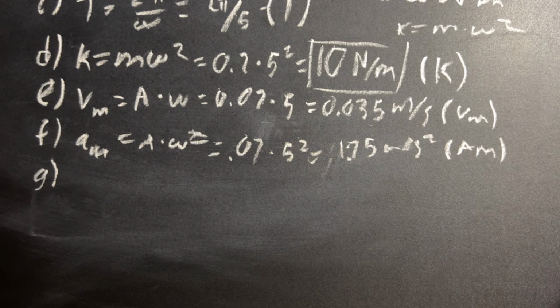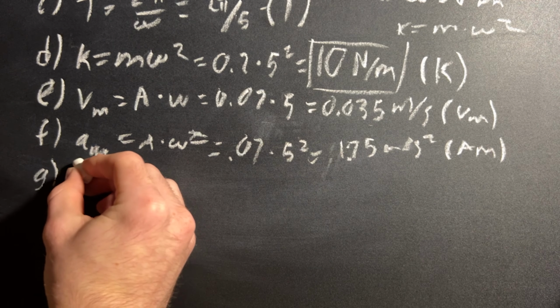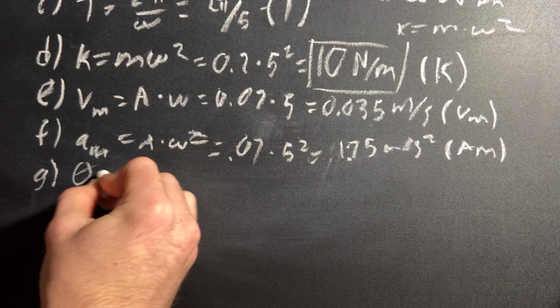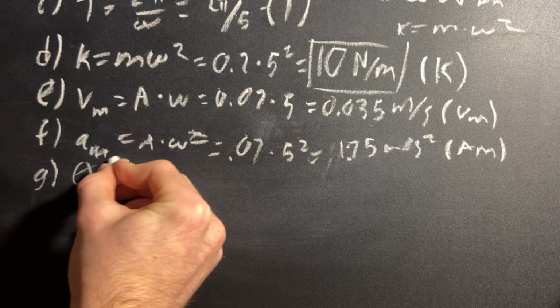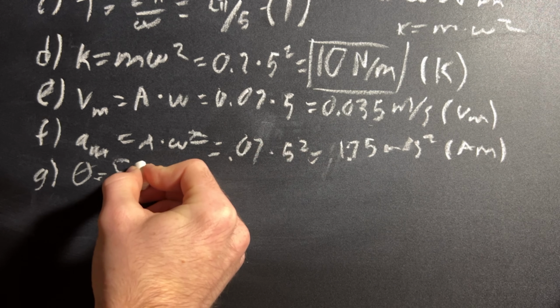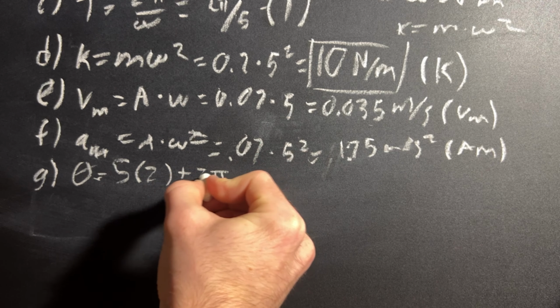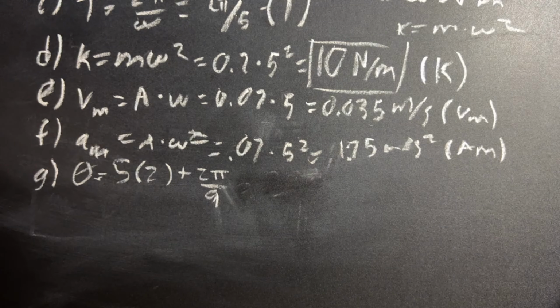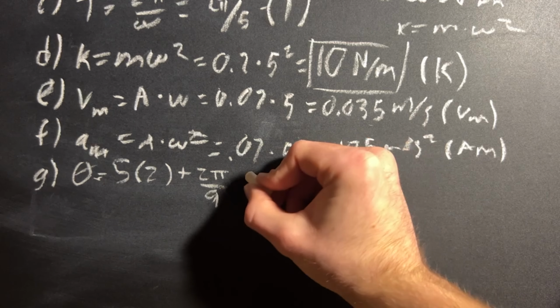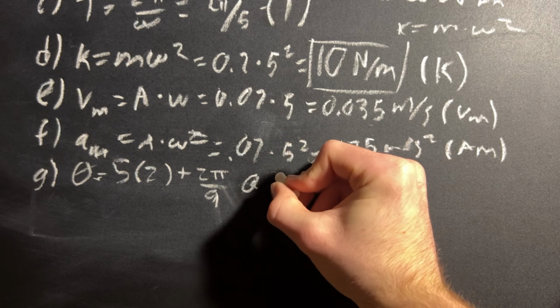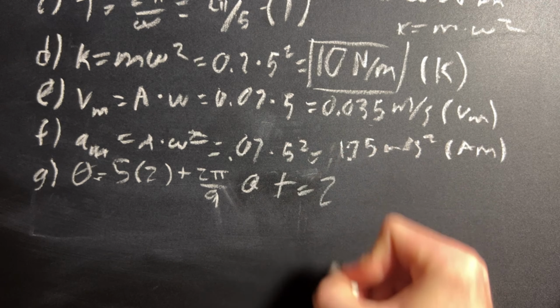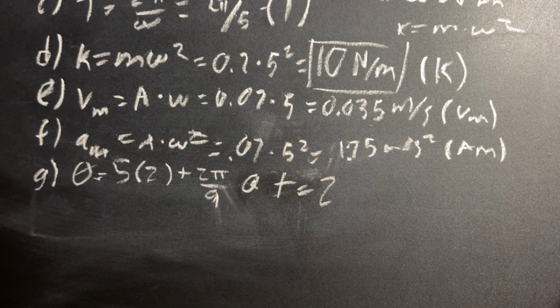So suppose we want to find the phase at t equals 2. All we have to do is plug in, and then it's going to be 5 times 2 plus 2 pi over 9. Whatever this is equal to is your phase at t equals 2.